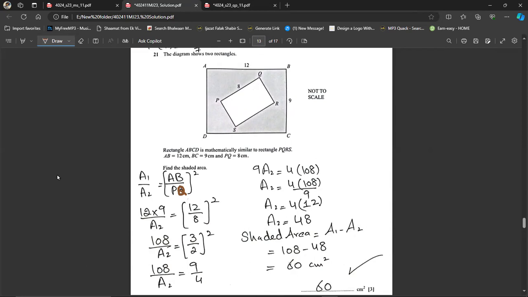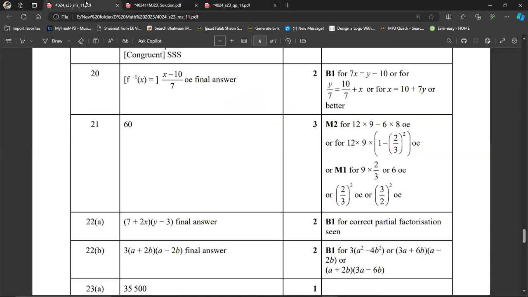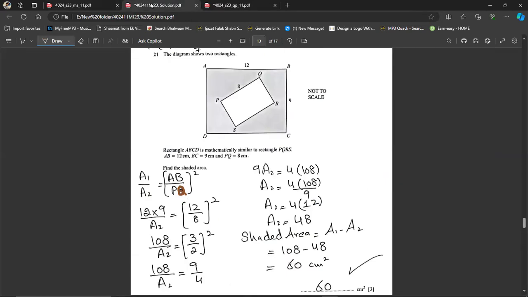You see, the area of similar rectangles, this concept has been used here. 60 is the right answer, sir. This is how this is done. Question number 21.